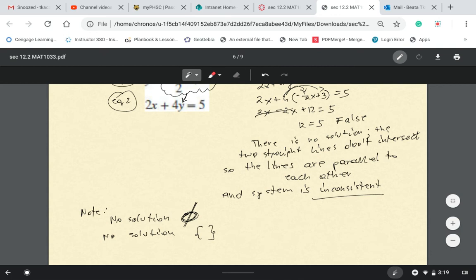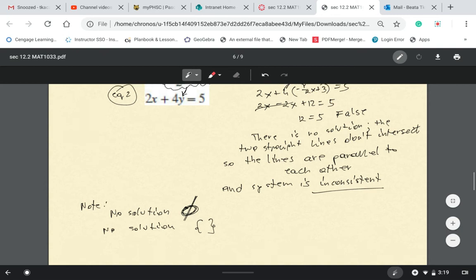So again, if you're trying to find the x coordinate or y coordinate, and you end up with something that is false, that means we don't have a solution. The lines are parallel to each other. Okay, next example.